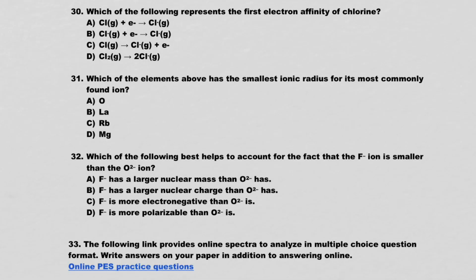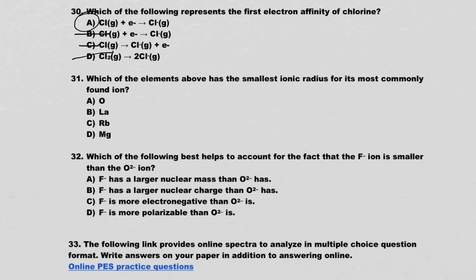Okay, number 30, which of the following represents the first electron affinity of chlorine? Remember the definition of electron affinity. Affinity is gaining electrons, the opposite of ionization energy. And it has to be a gaseous atom. So which one of these is a gaseous atom gaining 1 electron? And it is C. If you look at C, it's losing, so that's ionization energy. B is not an atom, it's starting with an ion. D is diatomic, that's breaking a bond. It has to be A.